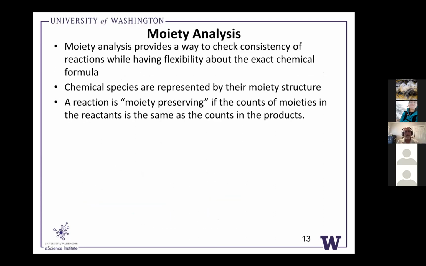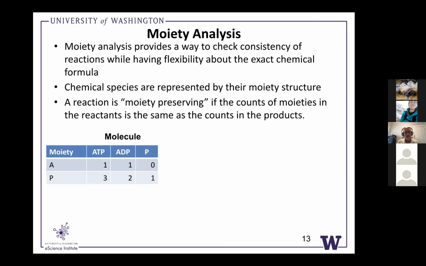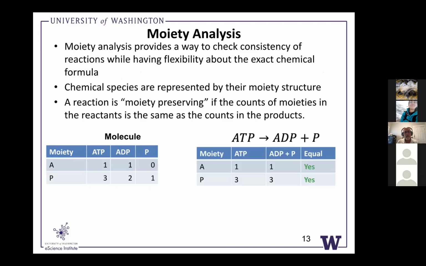So the idea with moiety analysis is you're looking for balance of the moieties on both sides of the reaction. So let's give an example, keeping our running example here with ATP synthesis and hydrolysis. Here's the way to read this table. Here are the molecules, ATP, ADP, and I'm calling the inorganic phosphate a molecule in and of itself.